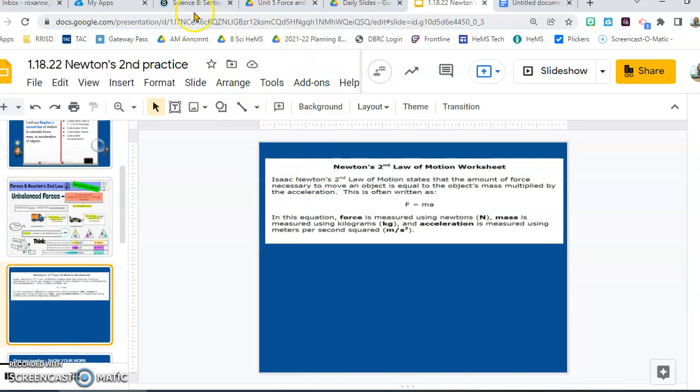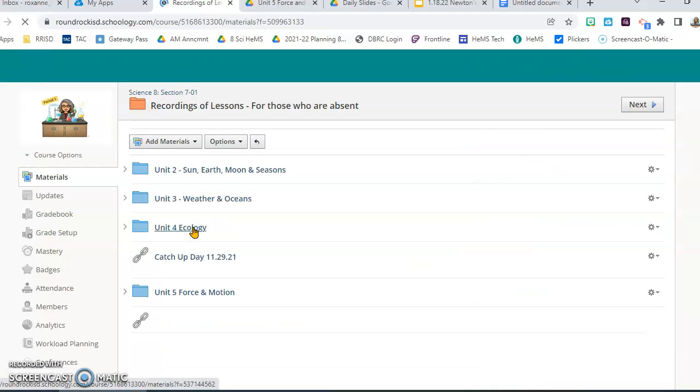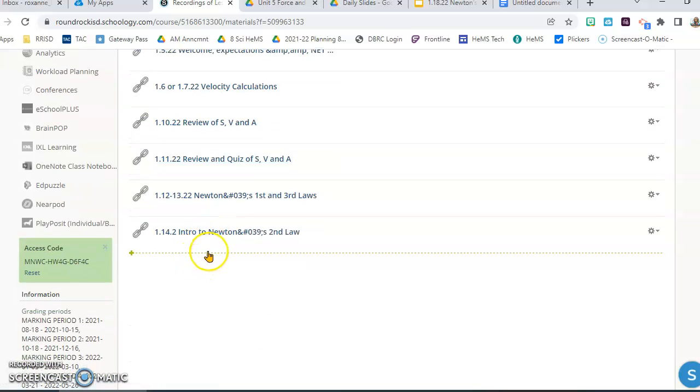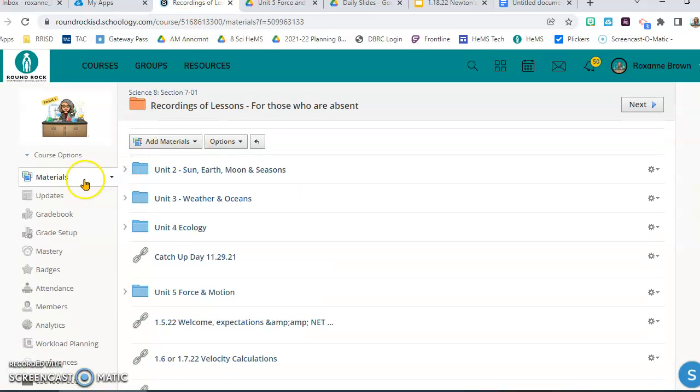Now let me show you where this worksheet is located. So every day you're absent, right here, it will be a recording of the lesson. Now today, there will be a recording put in that says 1:18:22, and it will actually be what I'm doing right now. So it will always be here. So you can always start and stop and pause these, okay?